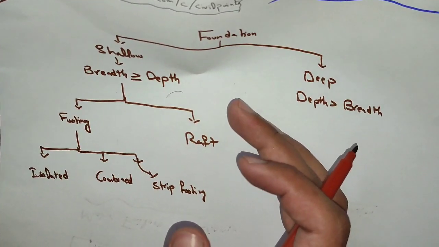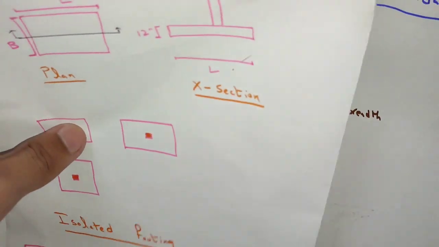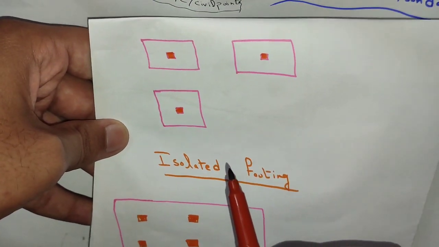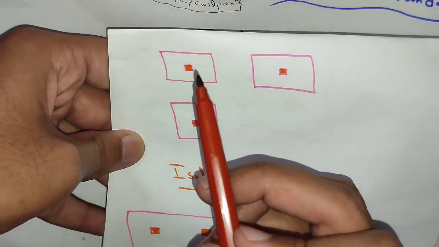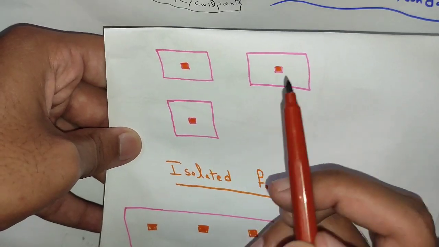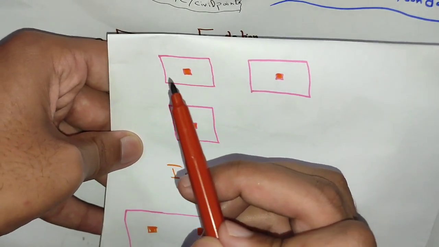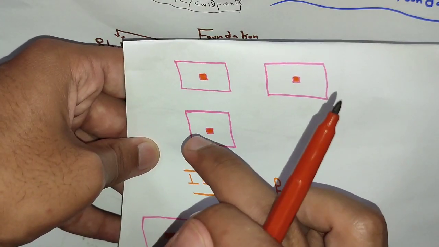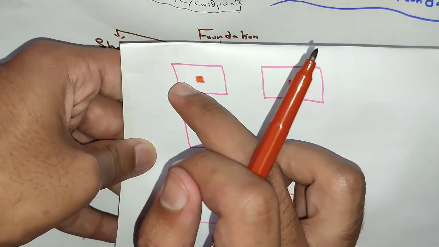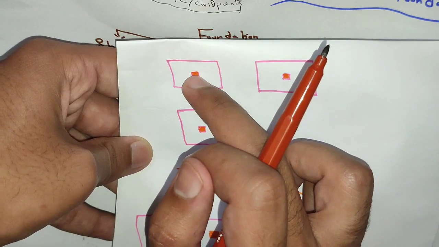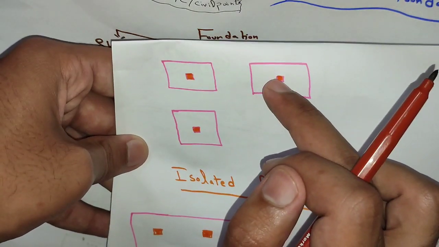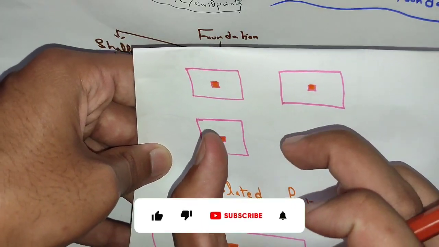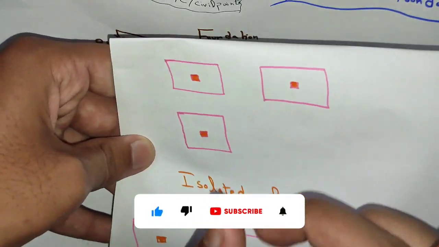So for proper understanding, we have some diagrams. This one is a simple representation of isolated footing. This is a column, these are columns, and this is the plan of the footing. So this one will be the isolated footing, and it is designed for the load on this column. This one is designed for the load of this column, and this one is designed for the load of this column. This is a typical diagram. Their length and breadth could vary and their thickness could vary.